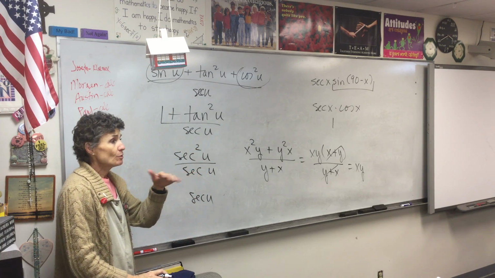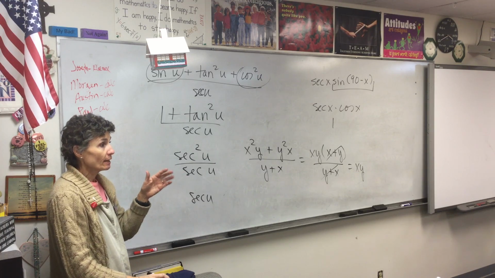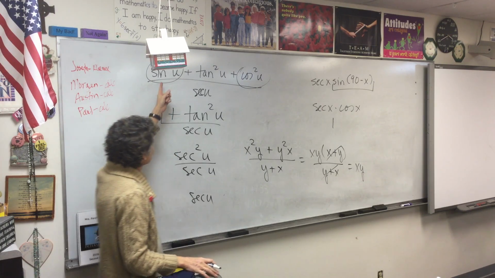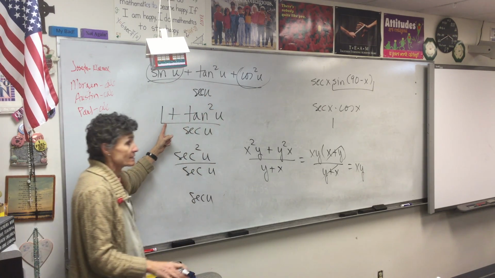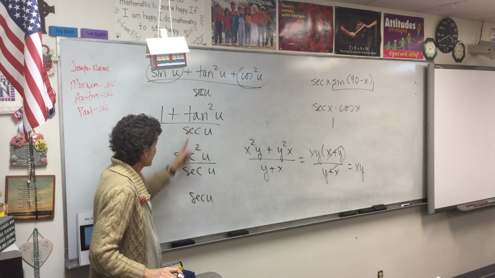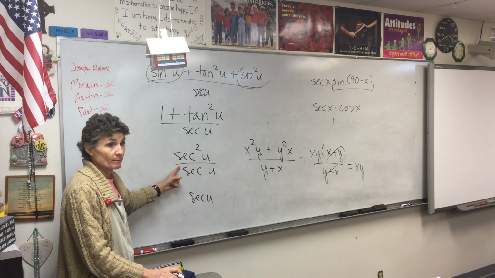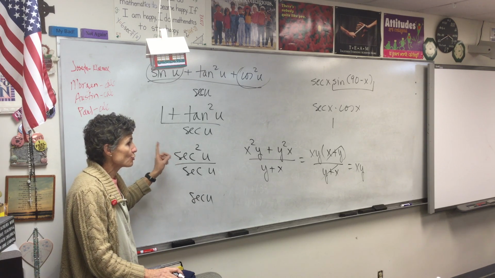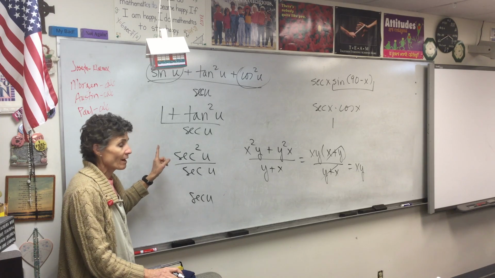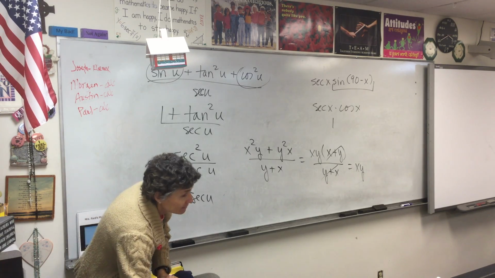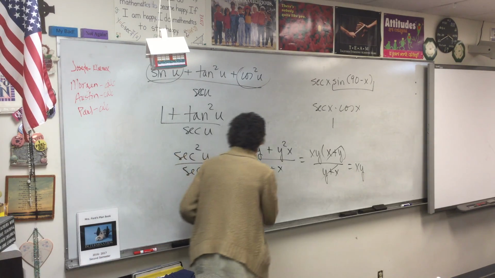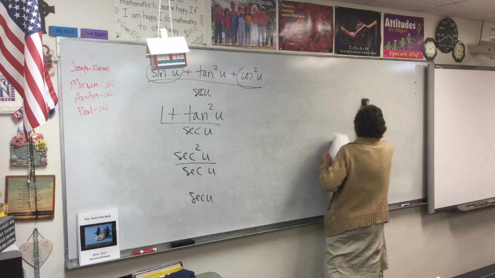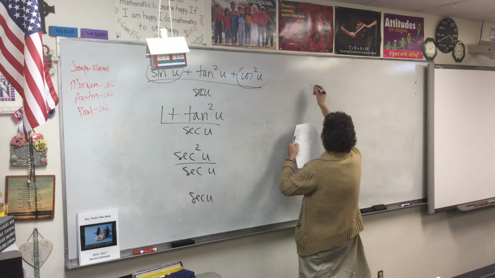Now those of you that are lost, what are you doing? I have no idea. You haven't memorized your identities, because that's all we've done. We've taken sine squared plus cosine squared and replaced it with 1, and then 1 plus tangent squared is secant squared. Right? There's nothing to understand here. You either have memorized your identities or you haven't. And if you haven't, you can't do it. All right, next. One more.